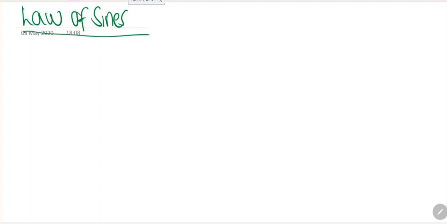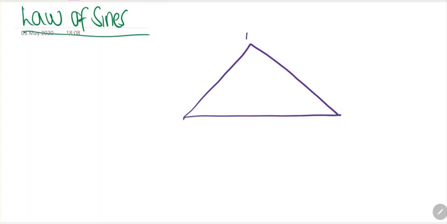Okay, we're going to look at the law of sines. So we have a triangle, and we have A, B, and C. And we said that opposite big A, we have little a, and opposite big C, little c, and opposite big B, we have little b.